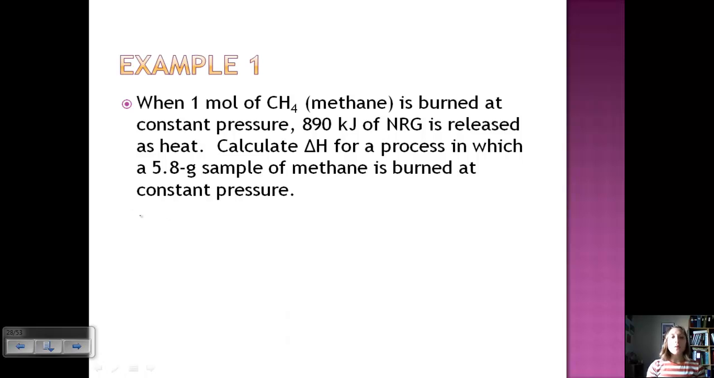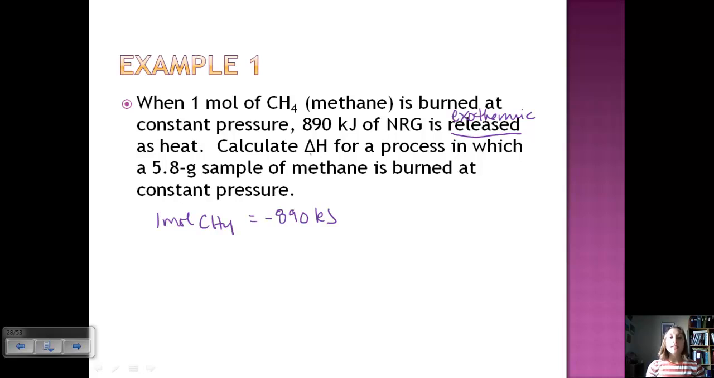So we have 1 mole of methane, which is CH4. It's burned at a constant pressure, and 890 kilojoules of energy is released as heat. So for every 1 mole of CH4, we're going to get 890 kilojoules. Now, this says that it is released. Because it's released, it's leaving the system, we're going to make it negative. That also makes this an exothermic reaction, because heat's being given off.